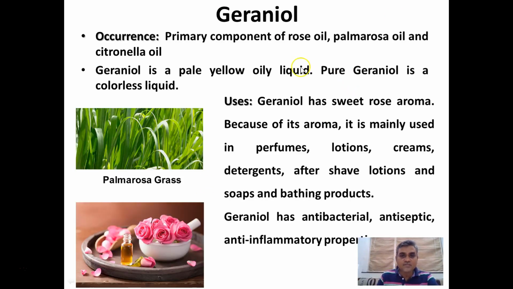First of all, let us see where we get geraniol from. The major source of geraniol is rose. Other sources are palmarosa oil as well as citronella oil. When we extract geraniol from these sources, it generally appears as a yellow liquid, but the pure form of geraniol is a colorless liquid.